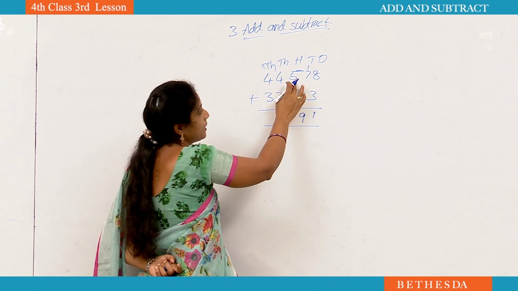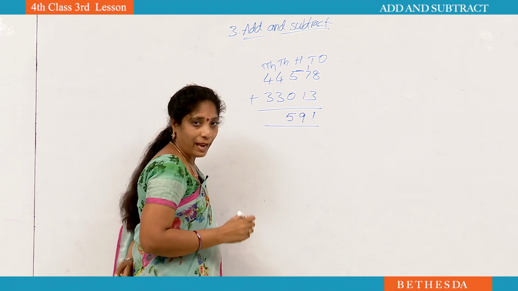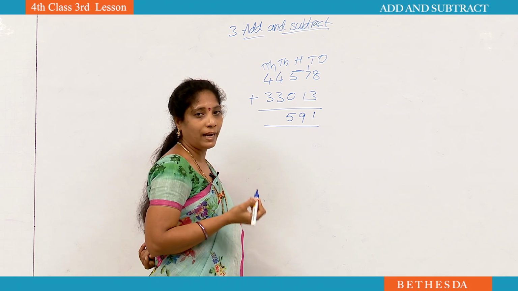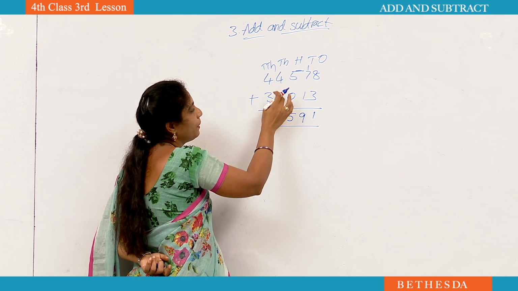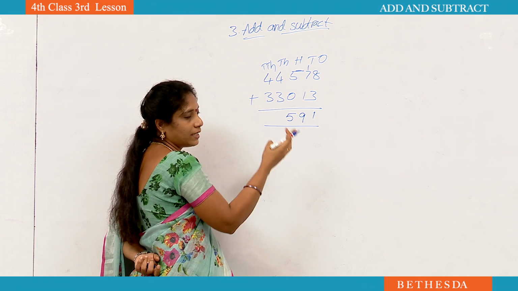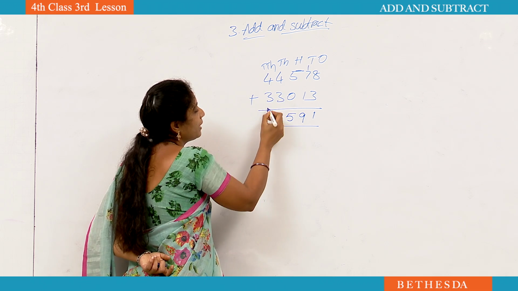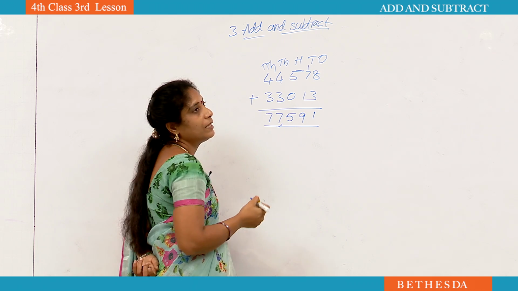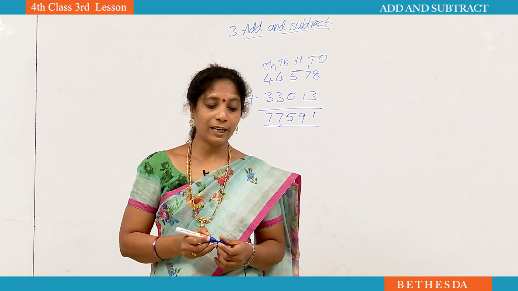Go to hundreds place number. 5 plus 0, 5. Why? Because if you add 0 for any number, we will get same number. Next, go to thousands place. 4 plus 3. 4 is in my mind, 3 is in my hand. For after 5, 6, 7. Again 4 plus 3, 7. What is the answer? 77,591. Okay, did you get all of you?